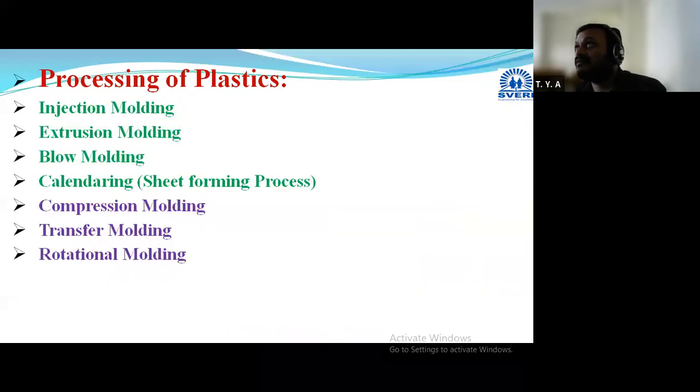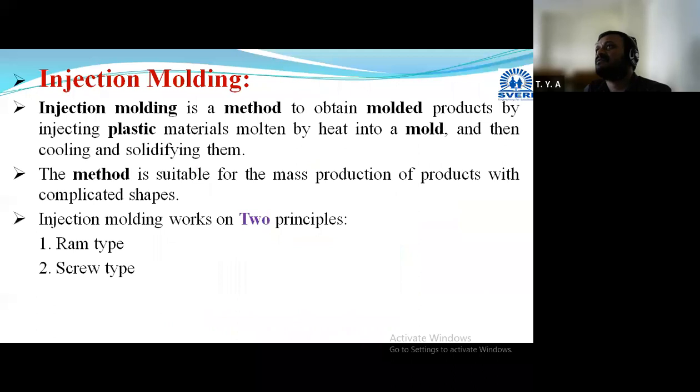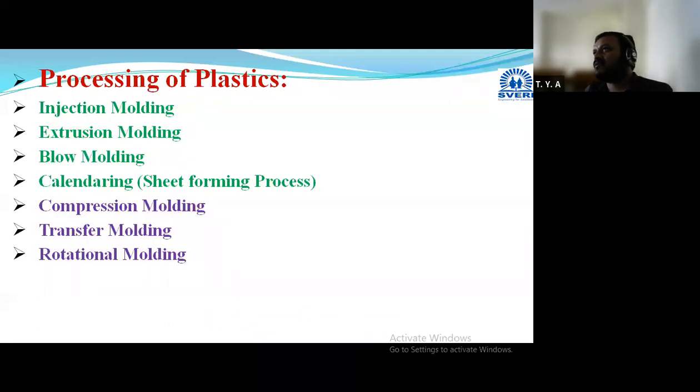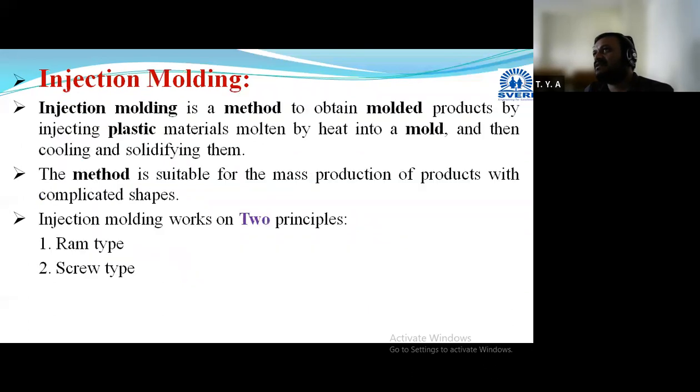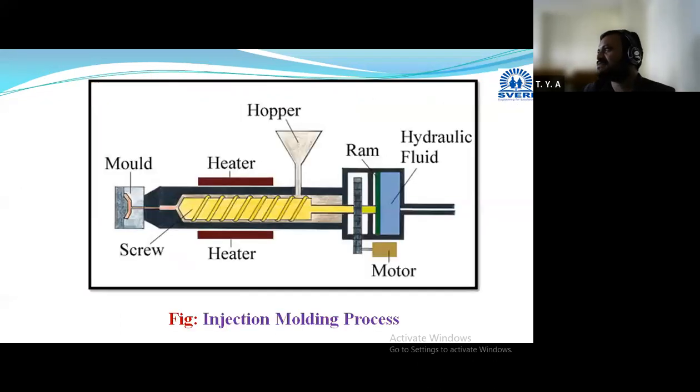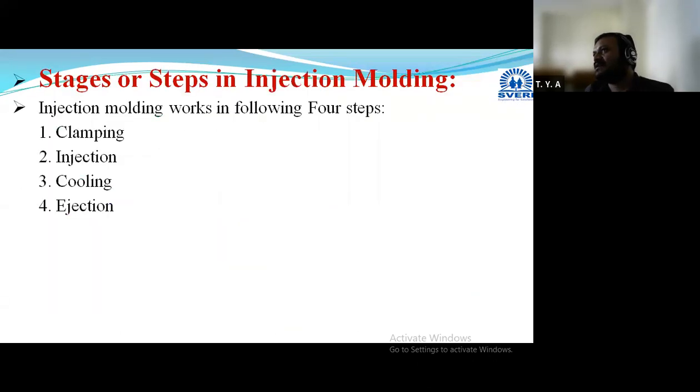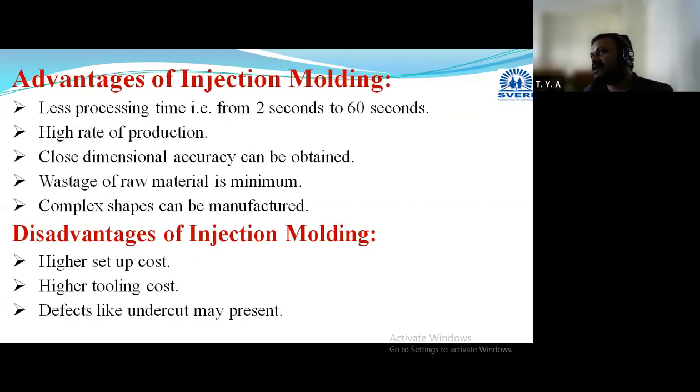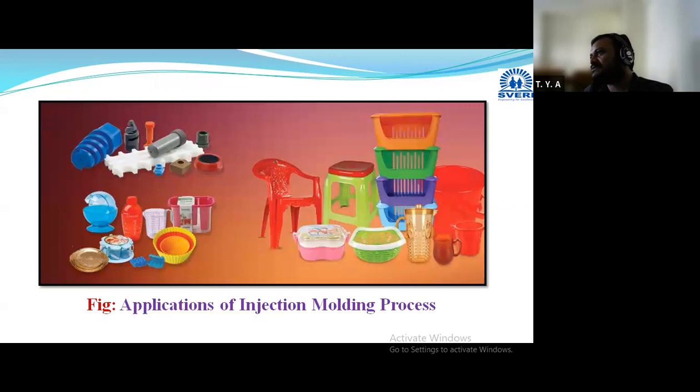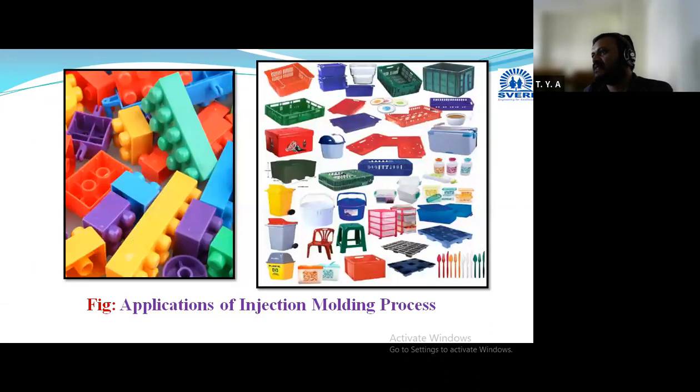We have started with this. This is the list of processing methods of the plastic materials. We started with the injection molding process and its two types. We have discussed the basic working principle, then the steps involved. Two types are there, ram type and screw type. These are advantages, disadvantages, and applications. Manufacturing of different boxes, chairs, then toys.